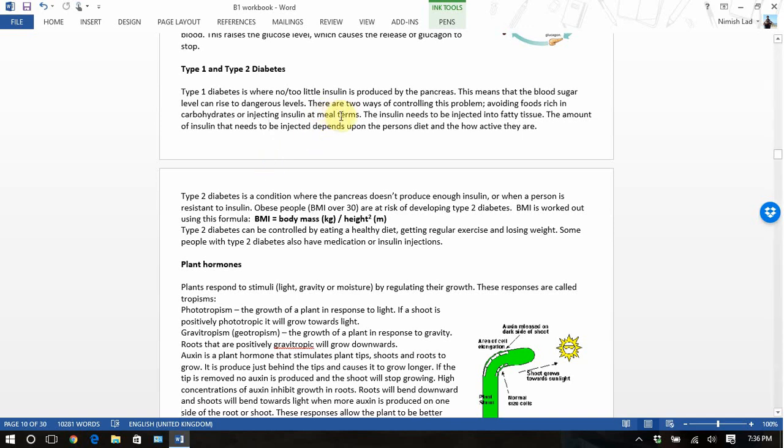You can also have insulin tablets. The insulin needs to be injected into fatty tissue, and the amount of insulin depends upon the person's diet and also how active they are.